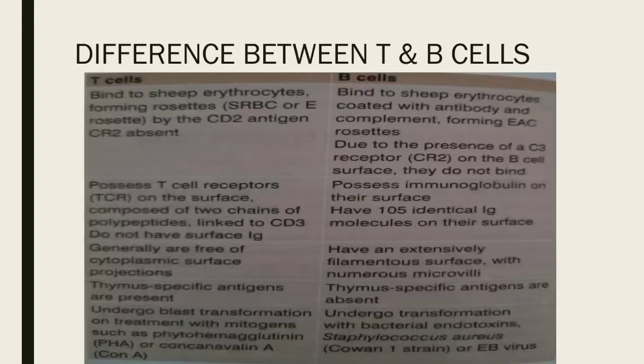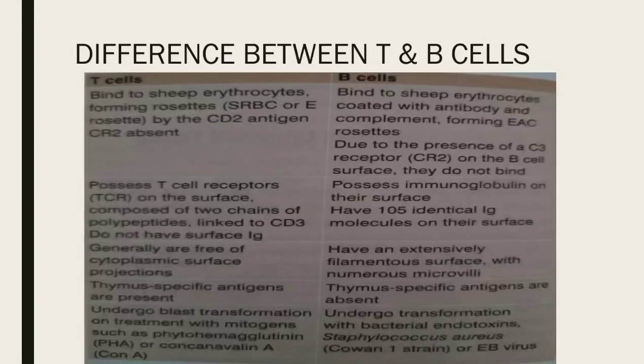Now, difference between T and B cells. So, friends, it is very important, so you can note this down. T cells can bind to sheep erythrocytes forming rosettes by the CD2 antigen, and CR2 is absent. B cells bind to sheep erythrocytes coated with antibody and complement forming EAC rosettes. Due to the presence of C3 receptor on the B cell surface, they bind; T cells do not bind.